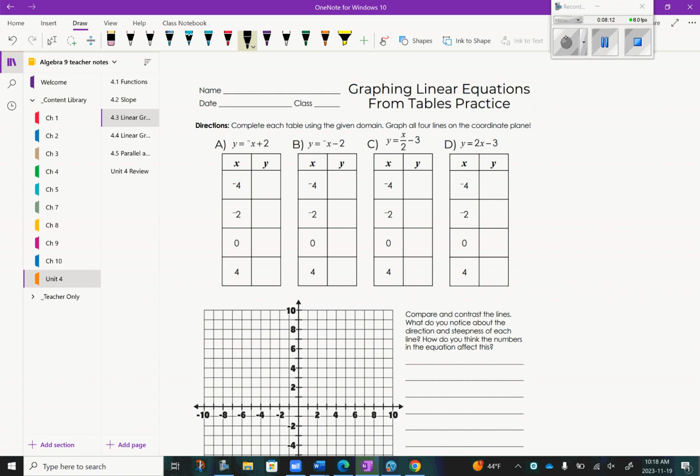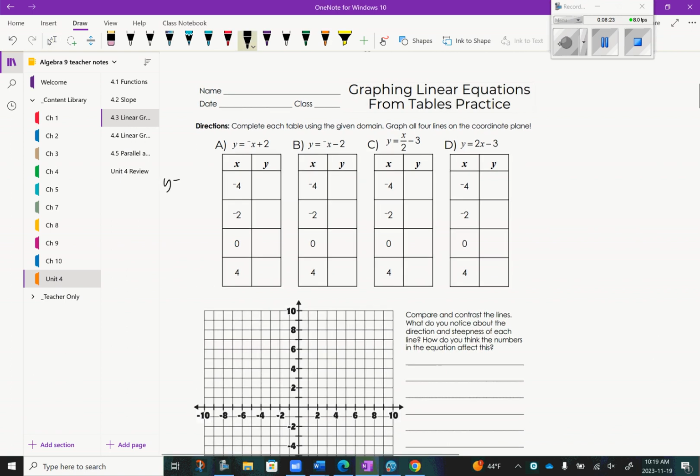For part A, the equation is y equals negative x plus 2. So they're suggesting I substitute negative 4 in place of x. So y is equal to negative negative 4 plus 2. Well, the negative of negative 4 is positive 4. Positive 4 plus 2 is 6. So I'm going to plot the point negative 4, 6.